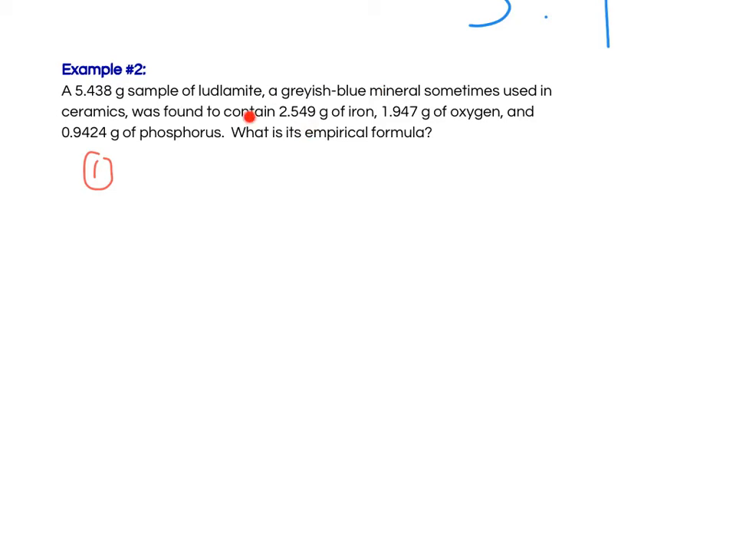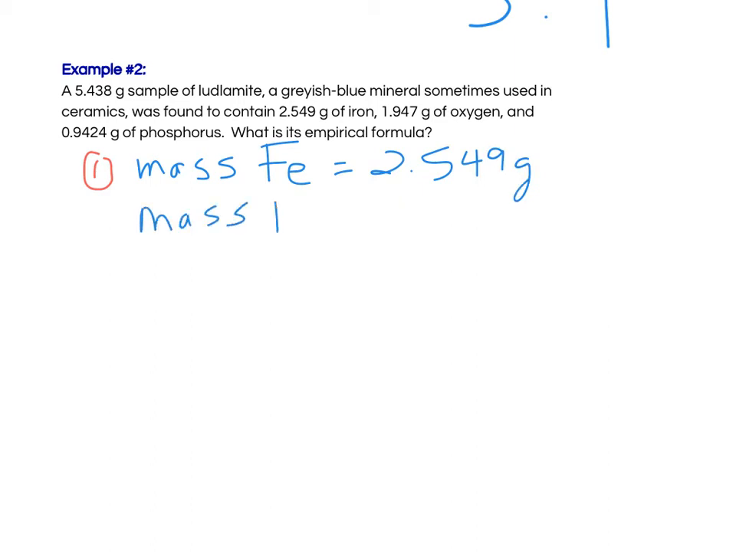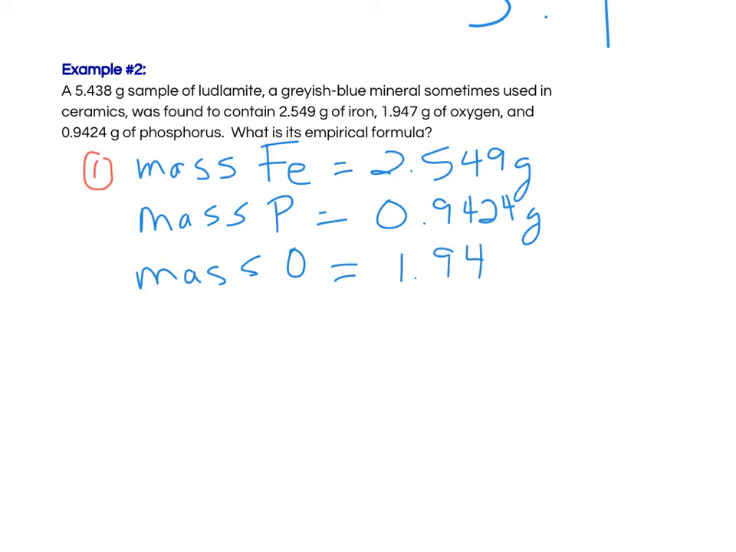So we're going to use the masses that they're giving us instead of having to work with percent. So this is actually saving us a step. So let's write some of that out. I know that the mass of iron happens to be 2.549 grams. I know that. And I know that the mass of phosphorus is 0.9424 grams. And lastly, I know that the mass of my oxygen is 1.947 grams. So there's my first step.